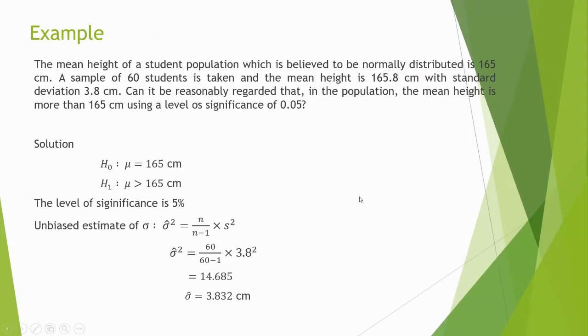The mean height of a student population, which is believed to be normally distributed, is 165 cm. A sample of 60 students is taken and the mean height is 165 cm with standard deviation 3.8 cm. Can it reasonably be regarded that in the population the mean height is more than 165 cm, using a level of significance of 0.05?